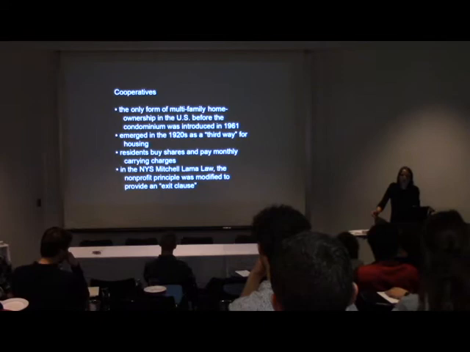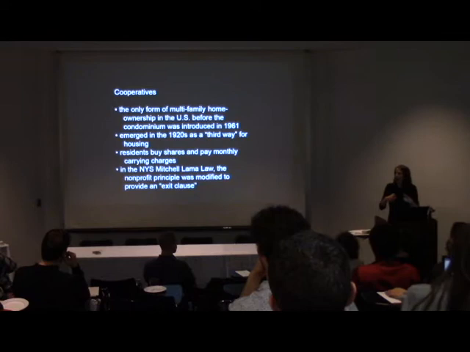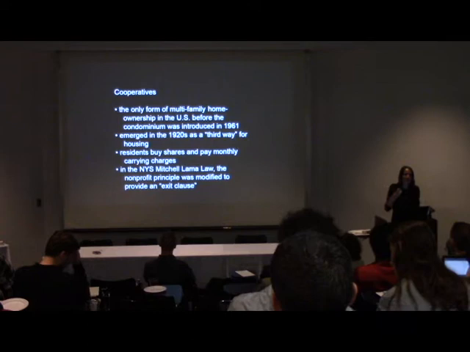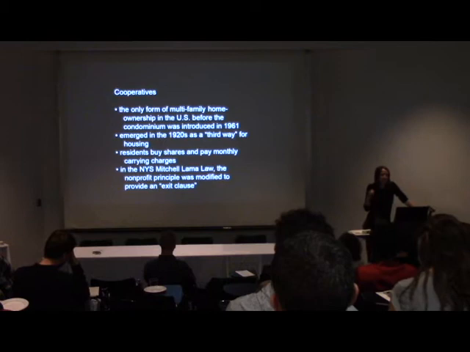But this model also emerged after the First World War as a third way for housing production, something that was not public housing, so not state-run, and also not private and speculative. The idea was to develop a sector of housing that would stay outside of the market in perpetuity. So residents buy shares and pay monthly carrying charges. And this basic nonprofit identity, the trust model, is central to European cooperatives.